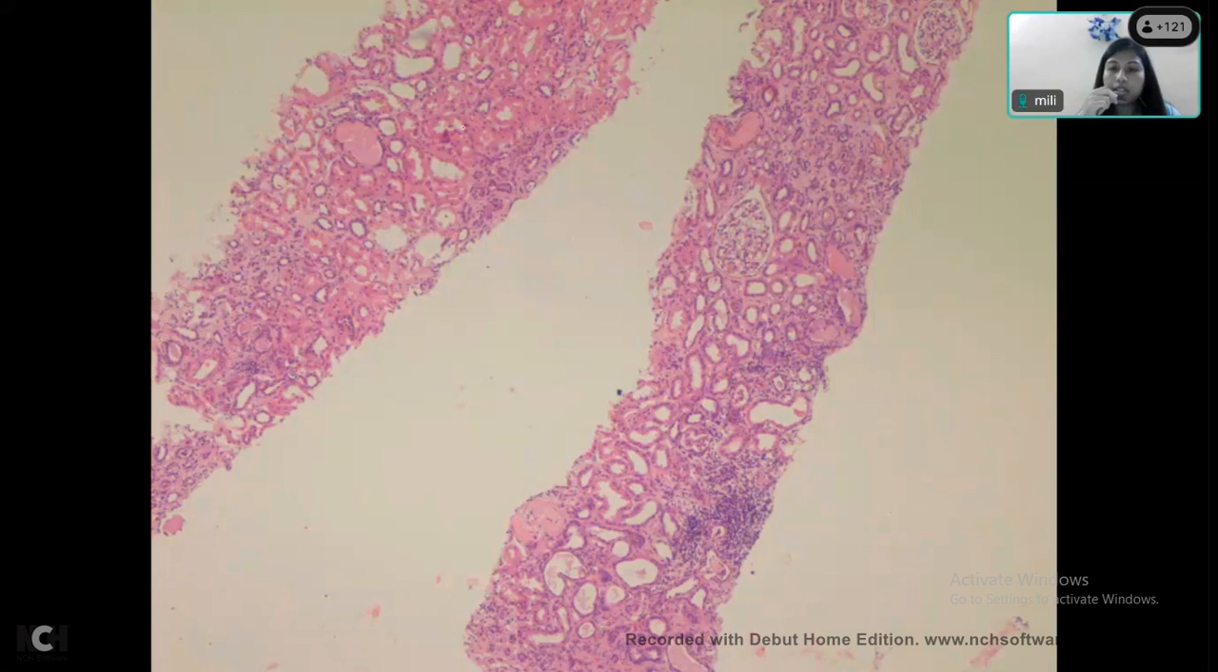Sir, this photomicrograph shows various tubules, some distended tubules, two glomeruli, and a few distended tubules, and some atrophic tubules, and the interstitium shows inflammatory cells.